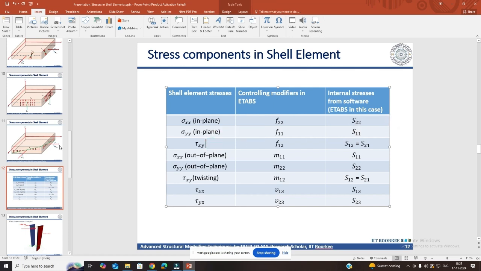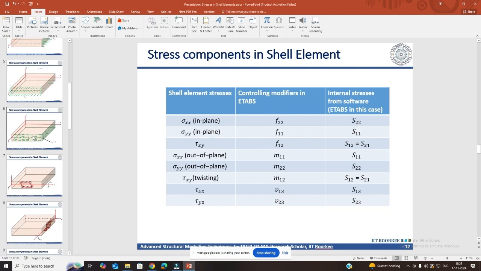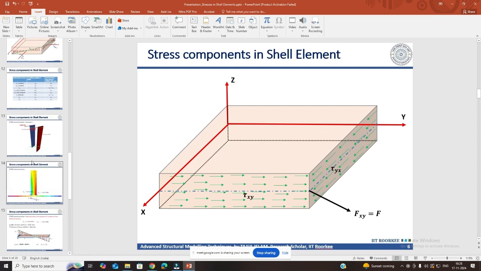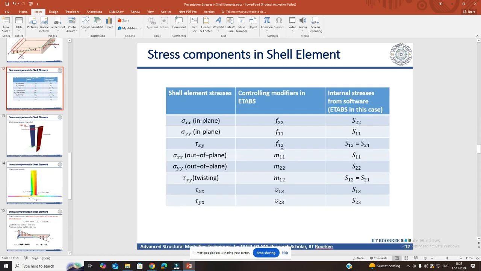Then tau xy. If you remember what tau xy was, this was the in-plane shear stress. So to control this in-plane shear stress, you have to control F12 and you have to check the corresponding S12 or S21 when you are checking the stresses from the analysis results.